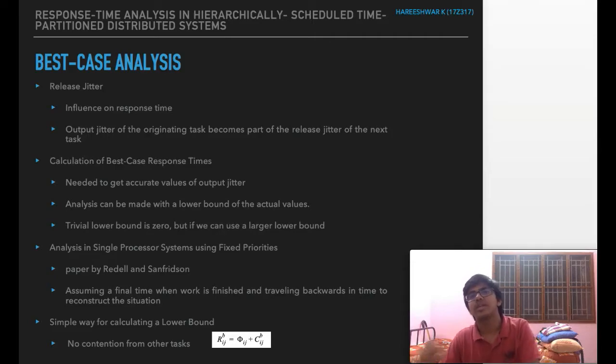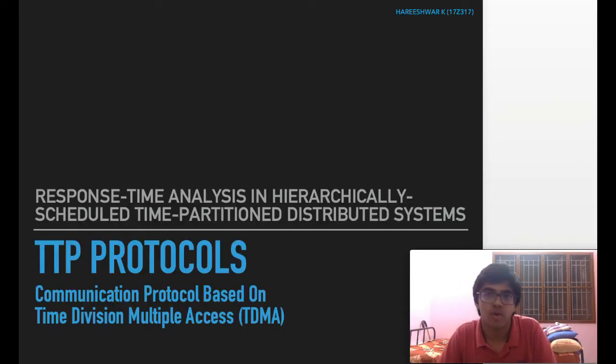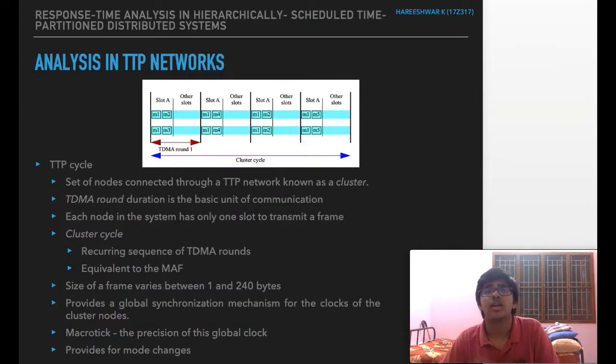Now let's move on to the next topic, the TTP protocols, time-triggered protocols, which are a set of protocols based on time division multiple access. Let's first look at this image of the TTP network system, where we have a cluster cycle and TDMA rounds, time division multiple access rounds. There are 4 rounds you see here, and in each round there is a slot A. There are other slots too, but in this case let's concern ourselves with slot A first.